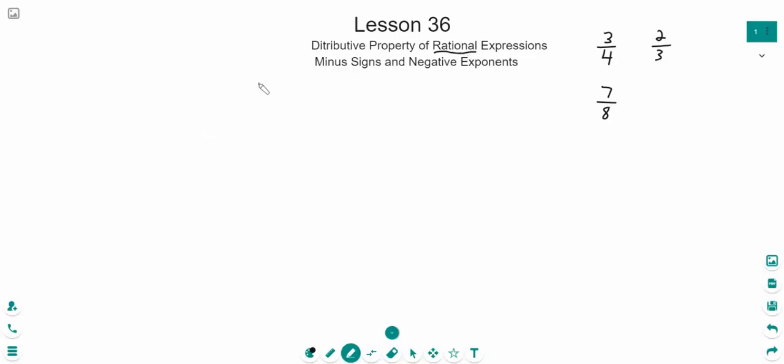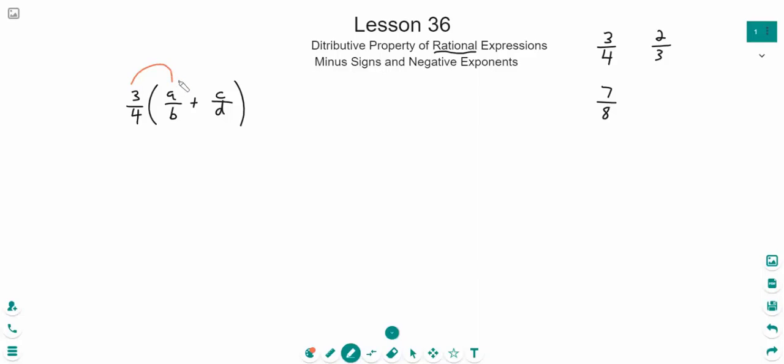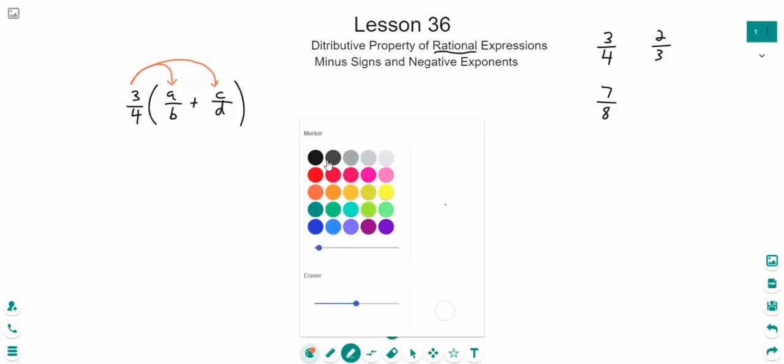So when we talk about the distributive property of rational expressions, it just means we're using rational expressions in the distributive property. So if I have something that were to look like this, for example, 3/4 times A over B plus C over D, and I told you to expand this. Well, remember, expand implies that we need to use the distributive property. So we need to multiply this 3/4 by the first term and then multiply it again by the second term, right? That should be all review.